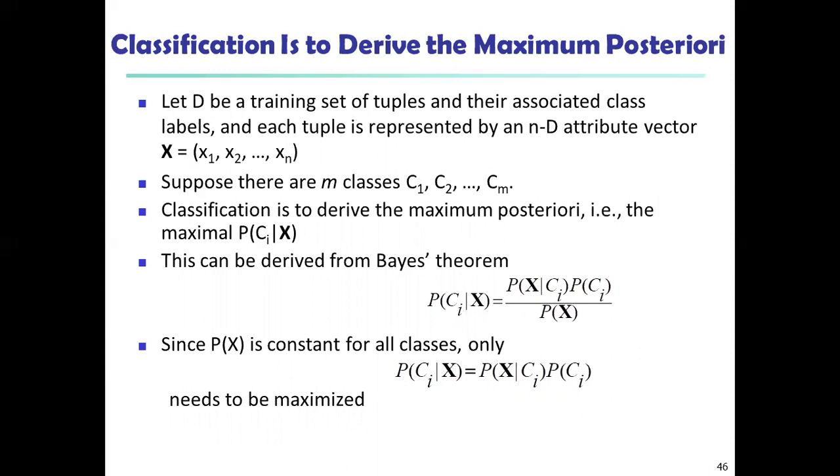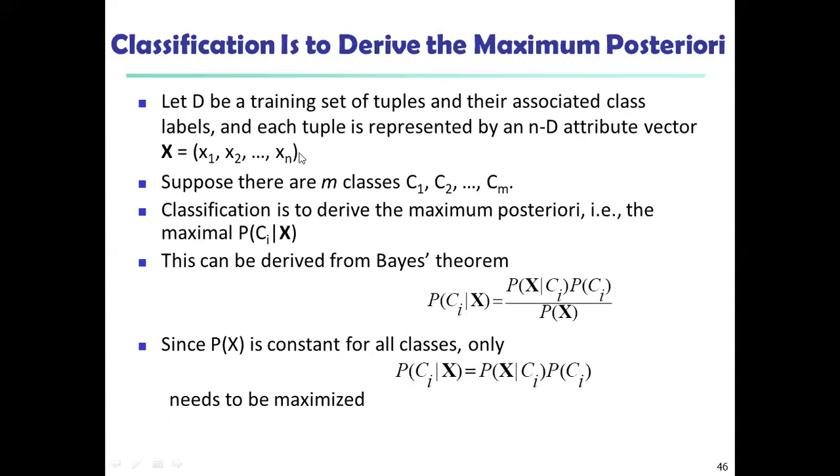Let D be the training set of tuples and their associated class labels, where each tuple is represented by an n-dimensional attribute vector, that is X equals X1, X2, X3 and so on to Xn. Suppose there are m classes available, C1, C2, C3, C4 and so on to Cm.